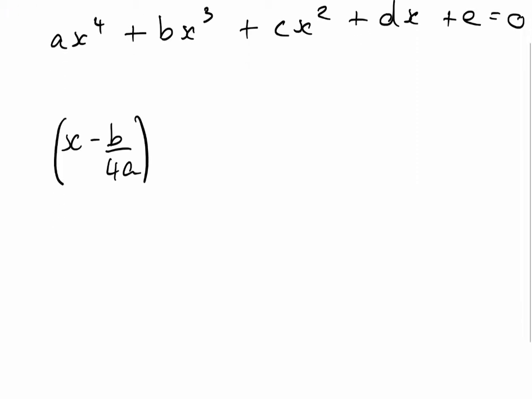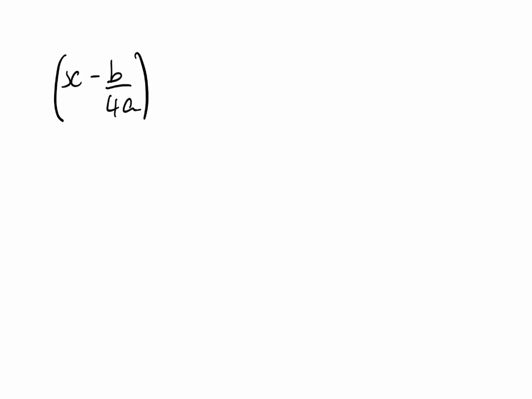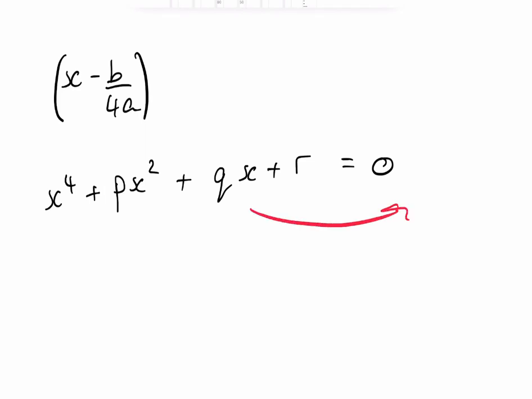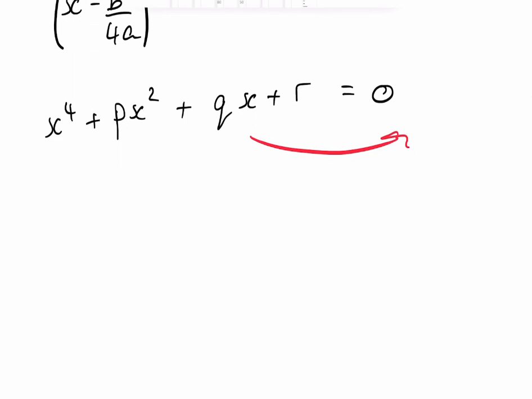So if we sub this in for x, we will get a quartic of the form x to the 4 plus px squared plus qx plus r equals 0. And what we're going to do next is take the qx and the r all the way over to the right hand side. So we're going to move them over here by minusing them. So we're going to write x to the 4 plus px squared is equal to minus qx minus r.